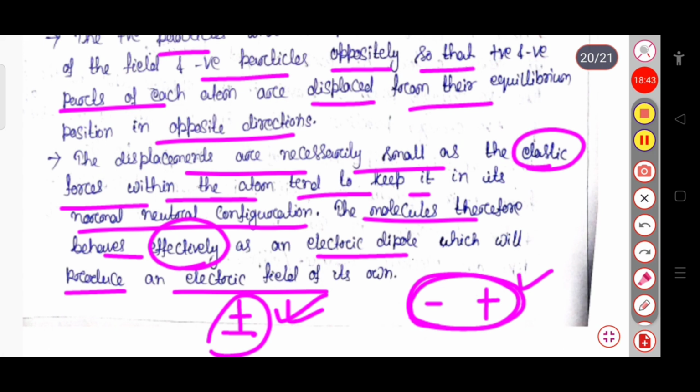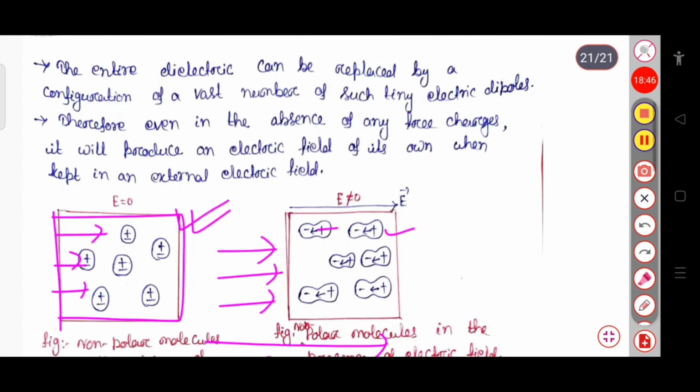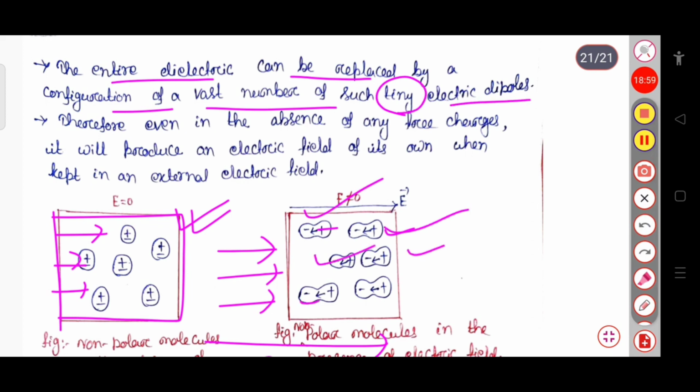So the entire dielectric can be replaced by a configuration of a vast number of such tiny electric dipoles. Tiny means very small. Therefore, even in the absence of any free charges, here we have considered that in a dielectric material the electrons are bound to the nucleus, so there are no free electrons. But when we apply some electric field, then they will produce an electric field of their own.